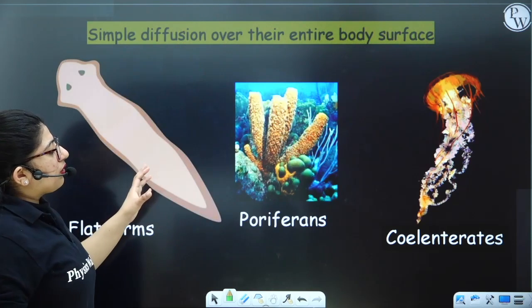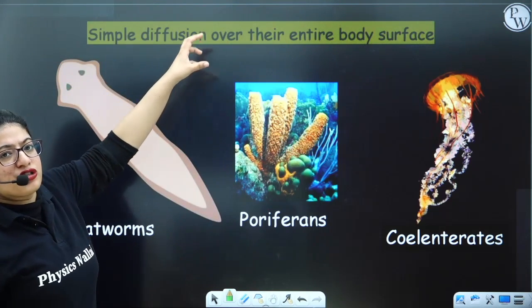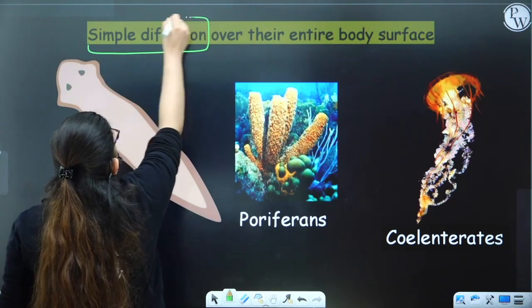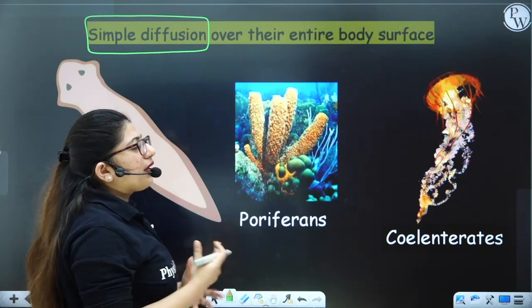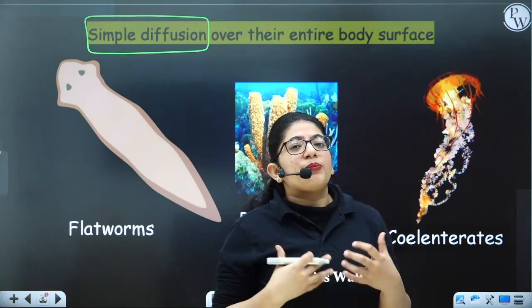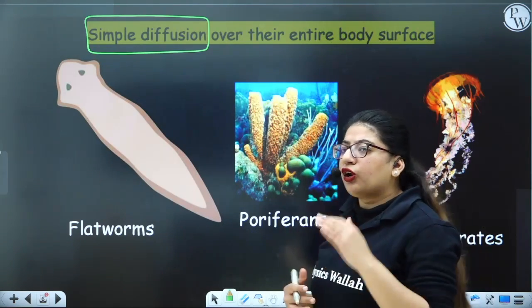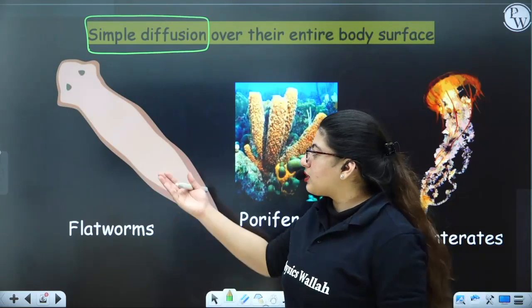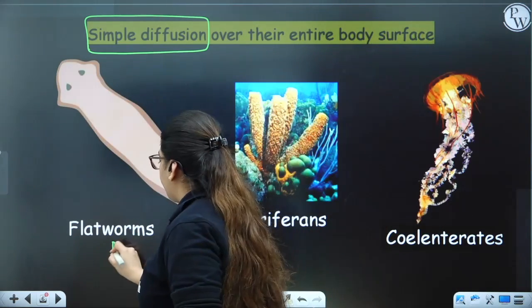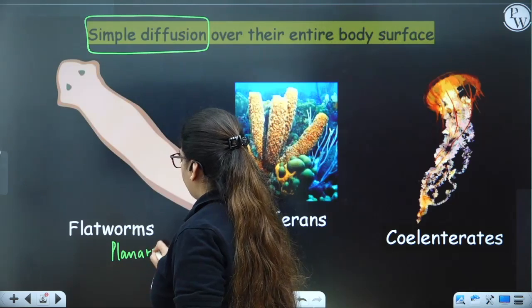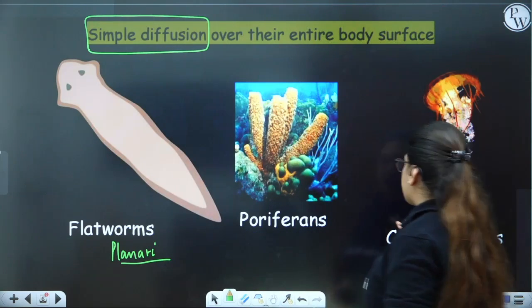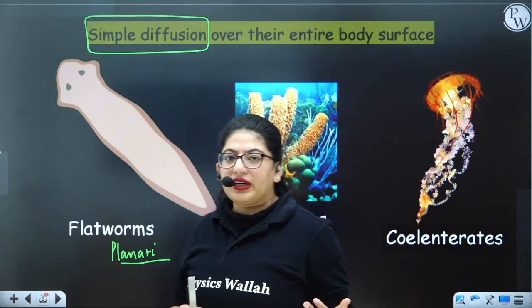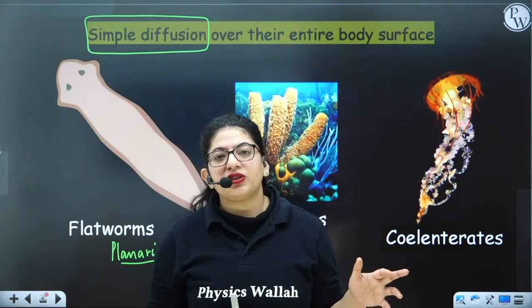So one way is simple diffusion over the entire body surface. Simple diffusion is one type of respiration. Here the organism does not have proper respiratory organs. These are lower invertebrates. These are flatworms, your platyhelminthes, like this one is planaria. Or your poriferans or your ciliates. All these are lower invertebrates, or lower non-chordates. These are the first three phyla in your animal kingdom.